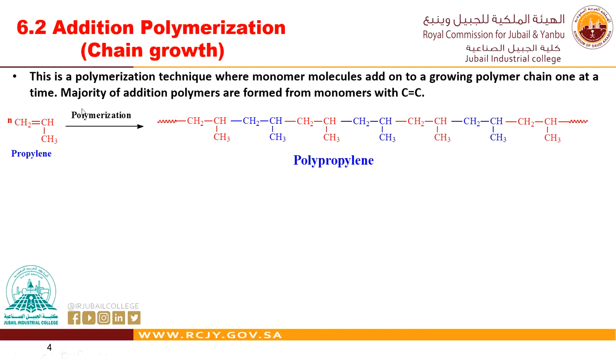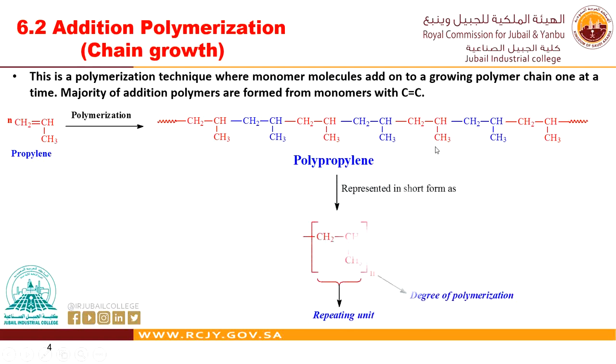So what you see here is a very long chain. For example, if n is 100, it means you are going to write this unit 100 times. But generally, this is represented in its simplest, short form, where you write the repeating unit, the unit that is repeated, and then you put what? The bracket. For example, here I have 1, 2, 3, 4, 5, 6, 7 units repeated.